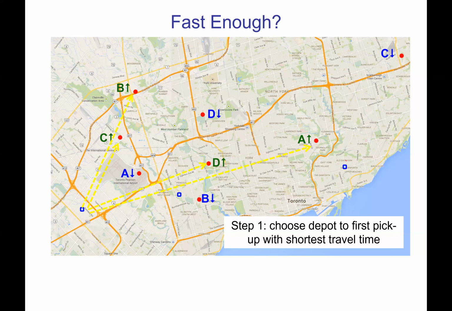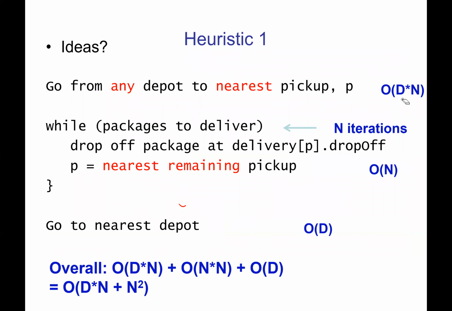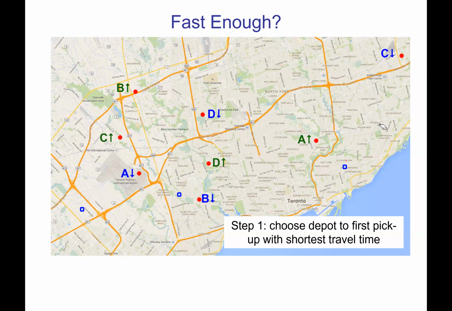Okay? Let's go back here. This was just the first step. So the best way to find what would be the travel time between each of these choices and pick the best one would be to call find path, but it's going to be too slow. So what should we do instead?